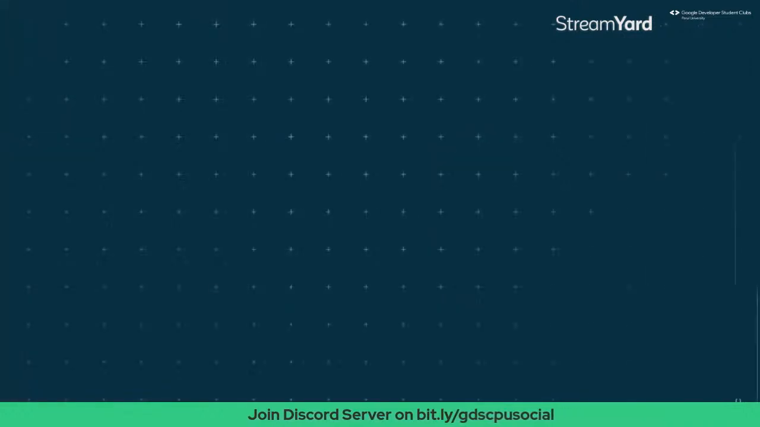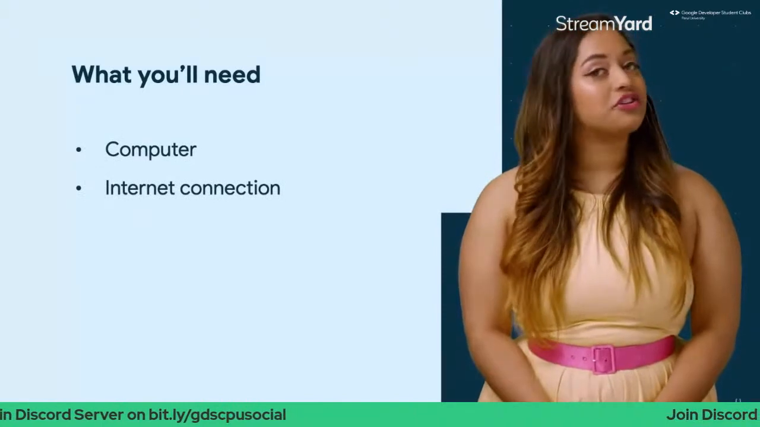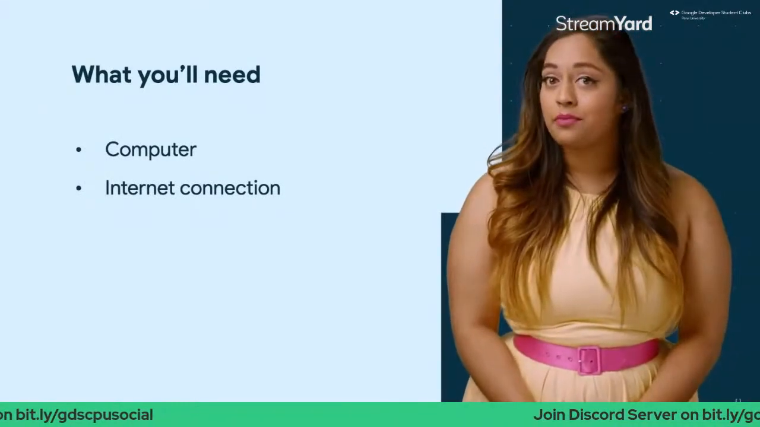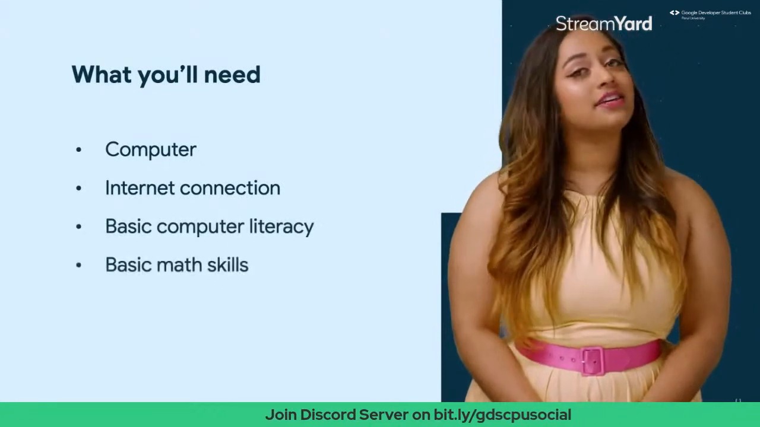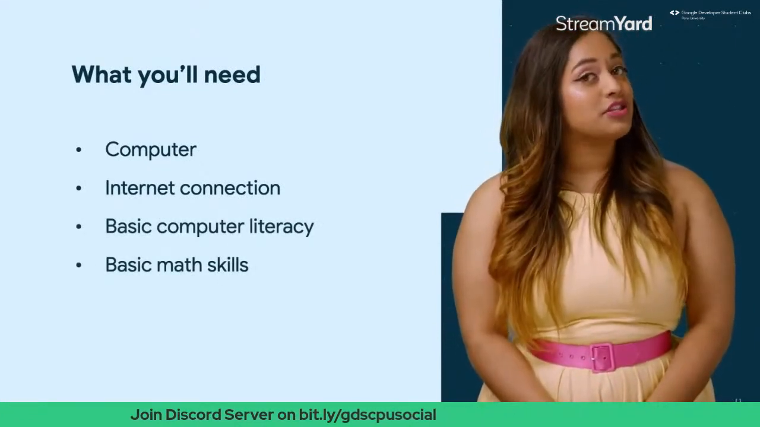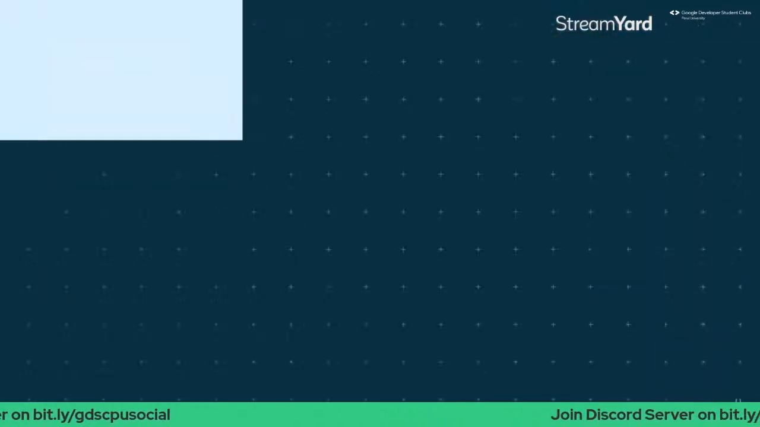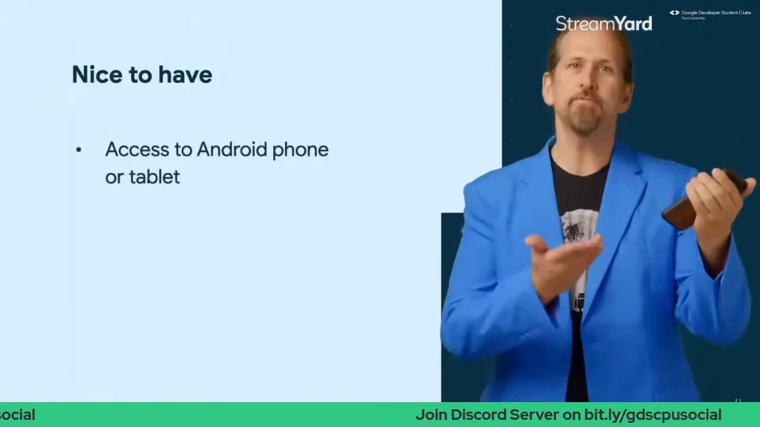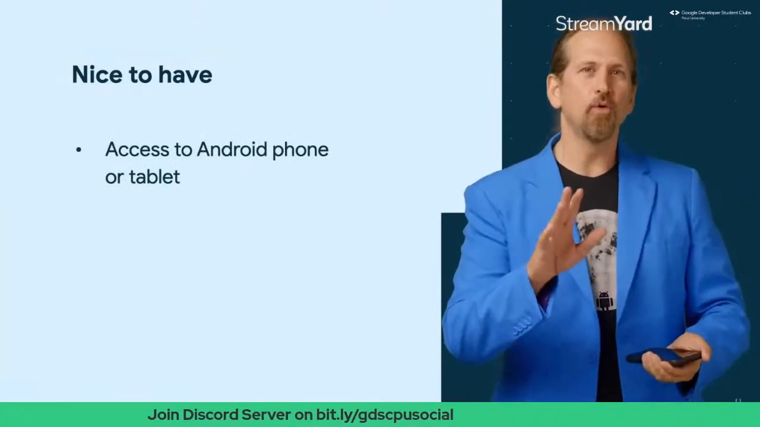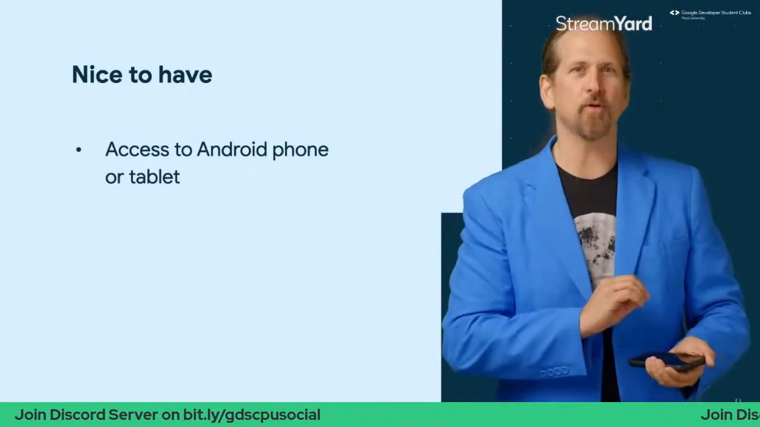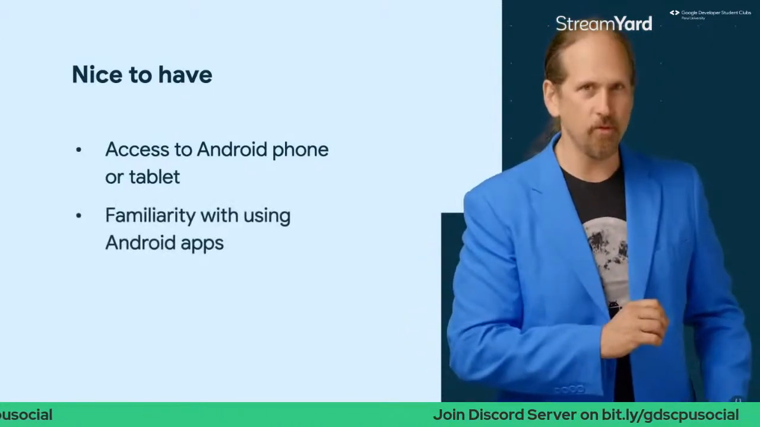To get started, you need a computer and an internet connection so you can download Android Studio. You don't need any prior programming experience, but we do require that you have basic computer and math skills. Knowing basic math is useful when you are programming because of the problem-solving skills involved. It's also helpful to have an Android device, phone or tablet, to test your app on. If you don't have one, that's okay. We'll show you how to simulate an Android device on your computer with something called an emulator. It's also great to be familiar with using Android apps.